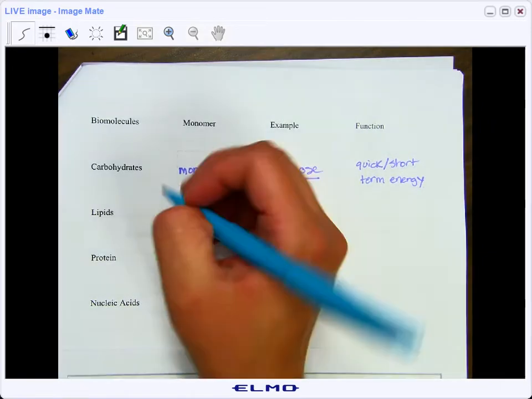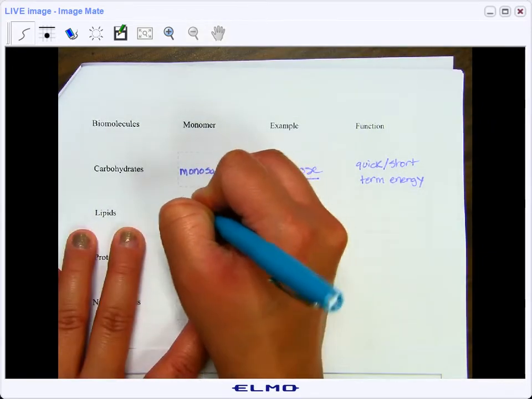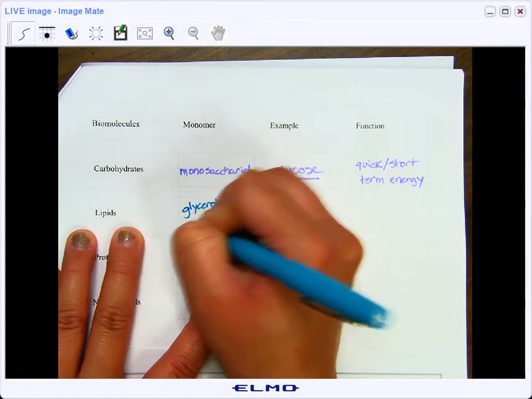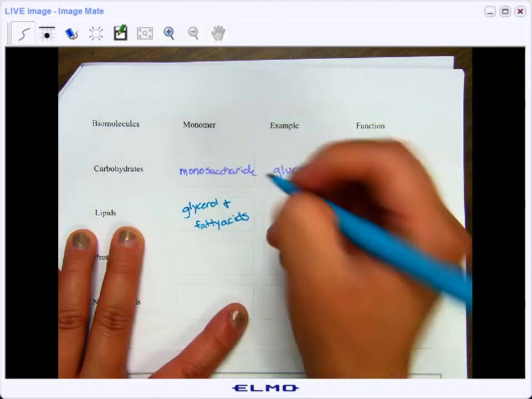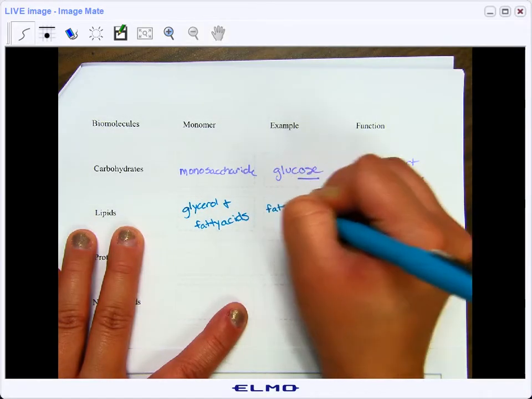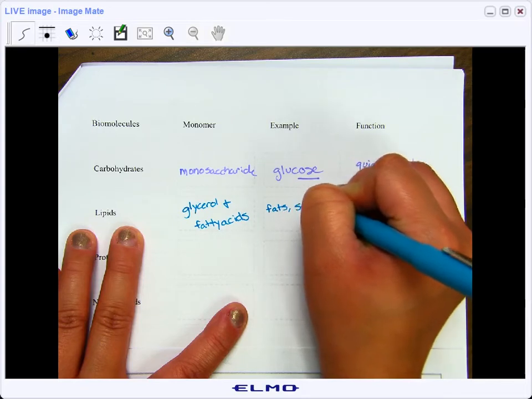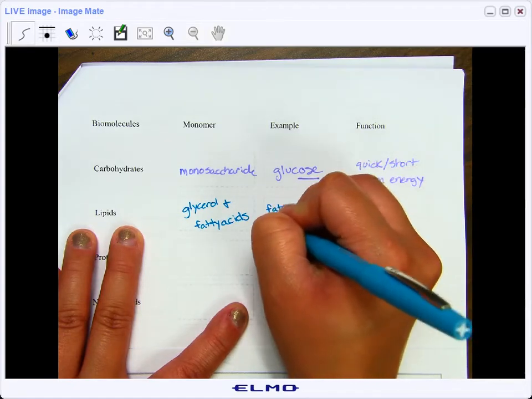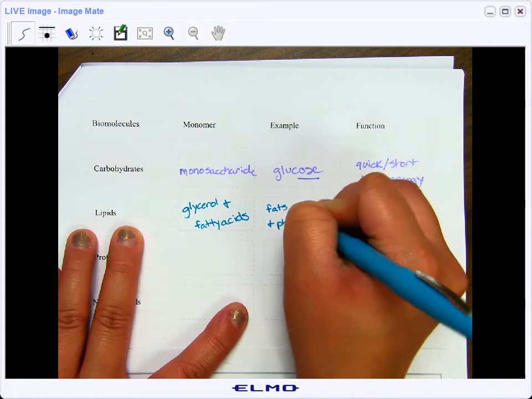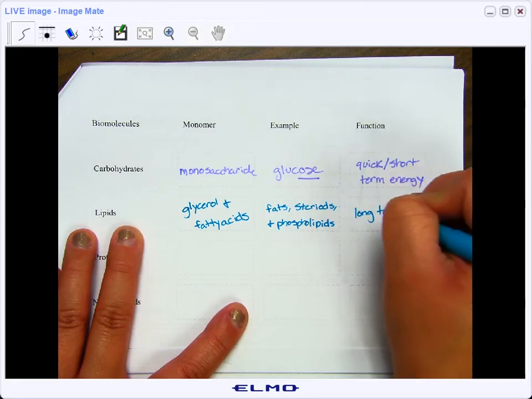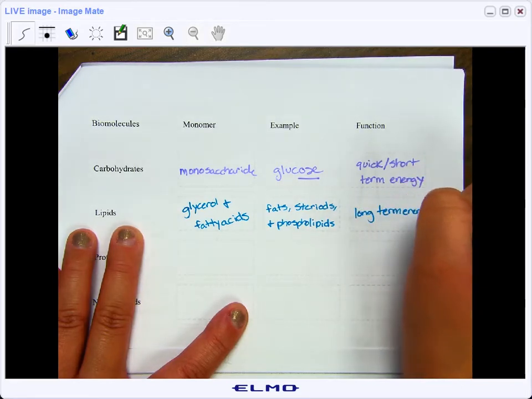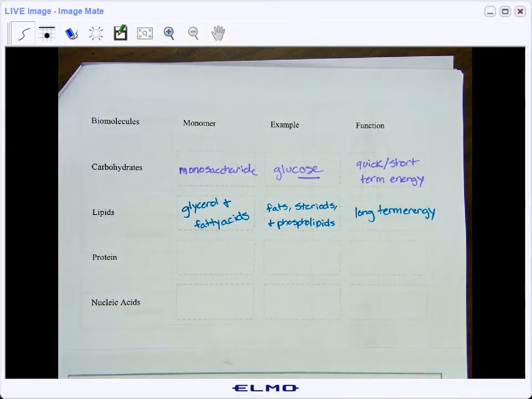Our lipids, the monomers include glycerol and fatty acids. Examples would be fats, steroids, and phospholipids. And this is for long-term energy. Lipids are also important for the cell membrane and for insulation for the body.